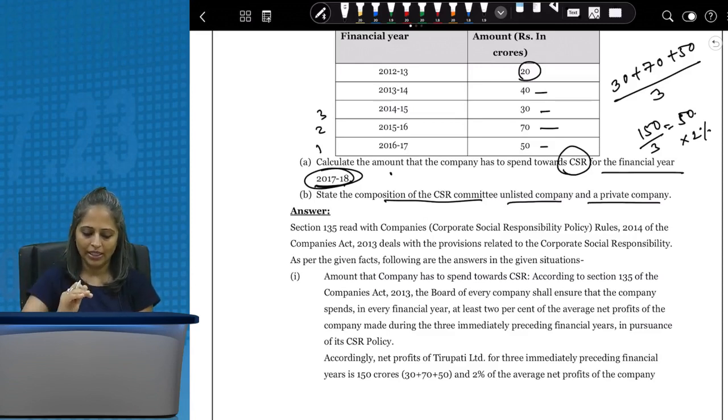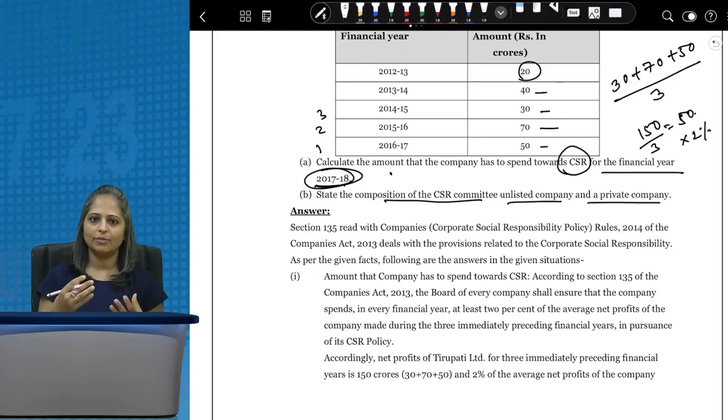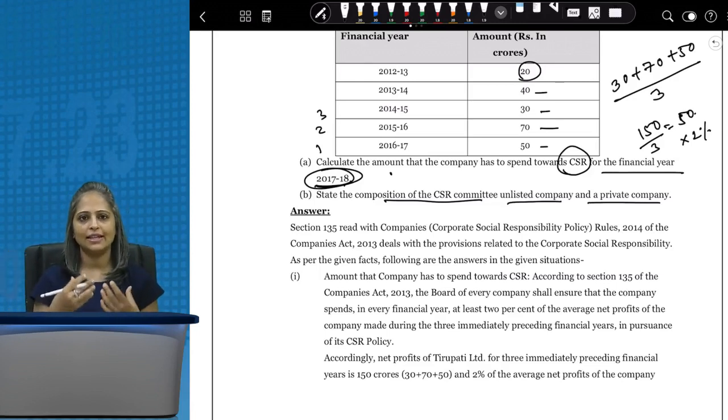Now, for the CSR activities to be conducted, what do you need to have? You need to have a CSR committee. What does the CSR committee do? The CSR committee basically advises the company as to which are the CSR activities where the company can invest in, and what is the amount that will have to be contributed. So 2% is the minimum amount. It can spend more in the year if it wants to, but it cannot spend less than 2%.